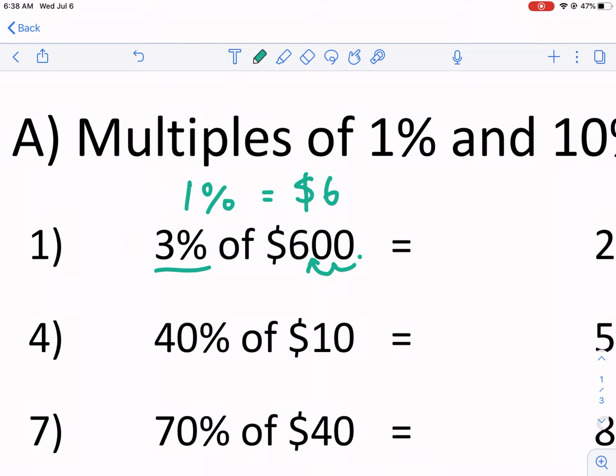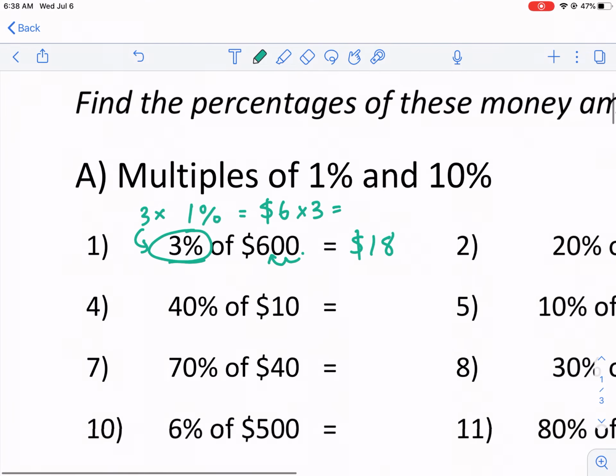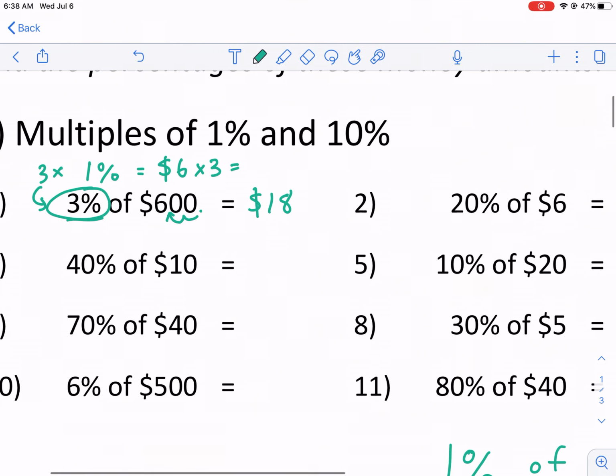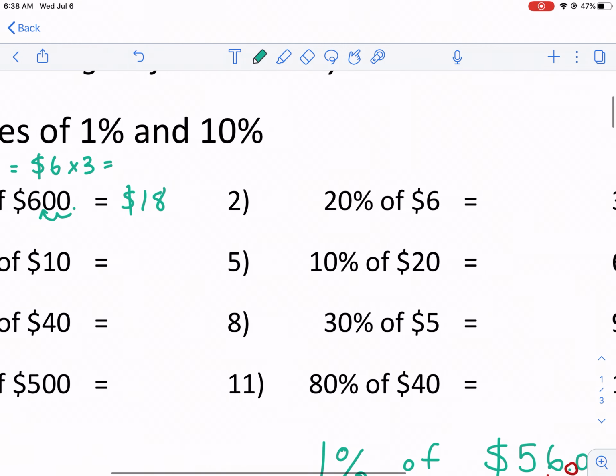Now, I don't want 1%. I want triple that. I want 3%. And I have to multiply 1% times 3 to get 3%. So I need to multiply this guy by 3. So it's $18. It's that simple, okay? It's a pretty simple process. And I can show you another example with 10%.